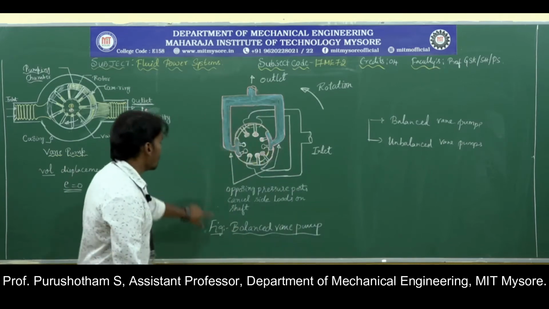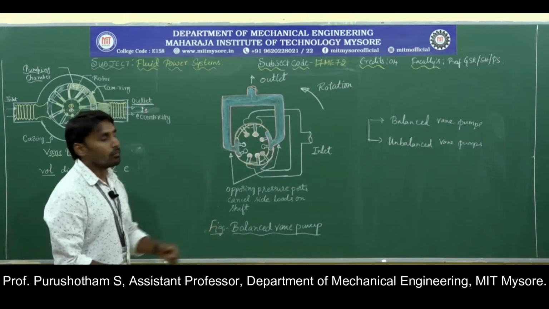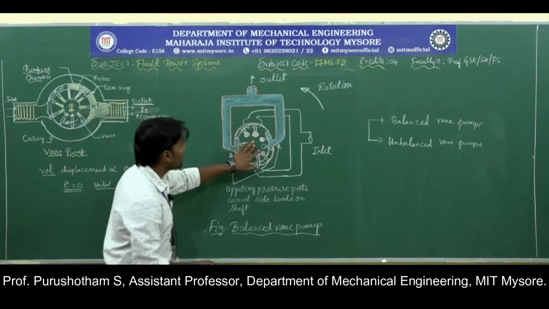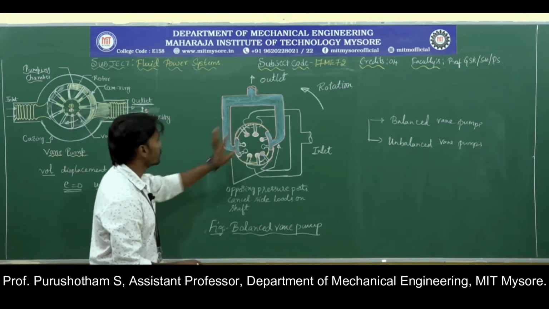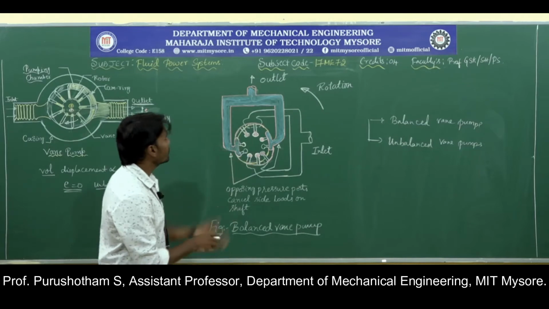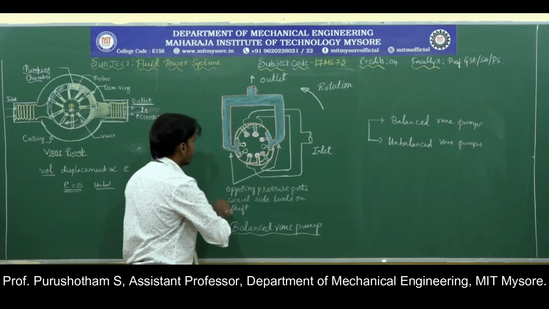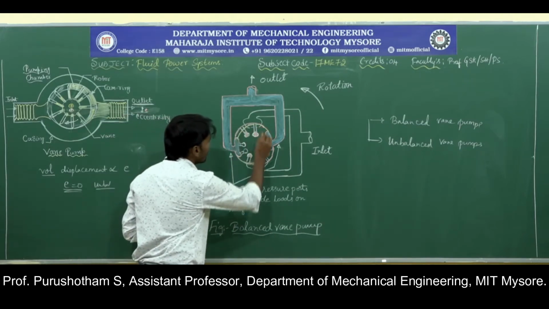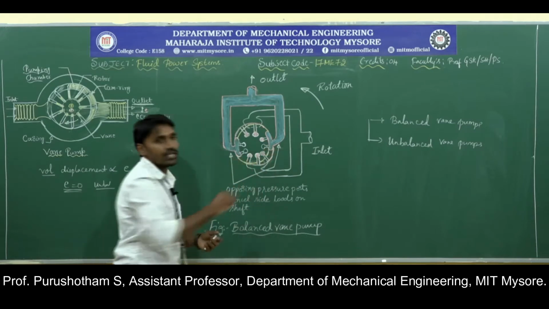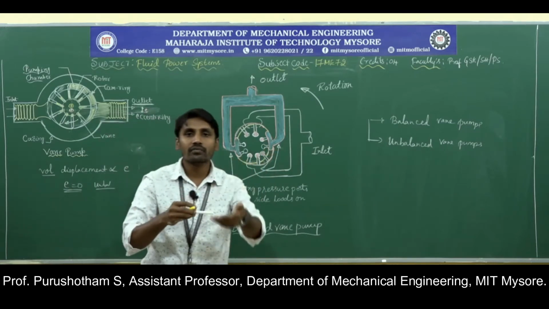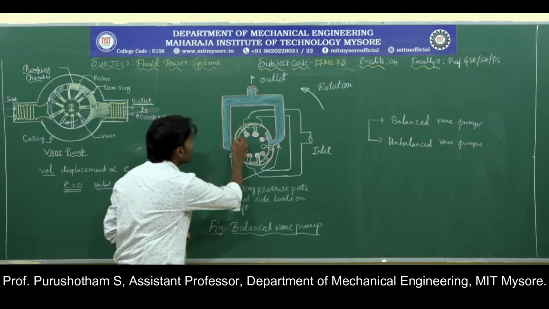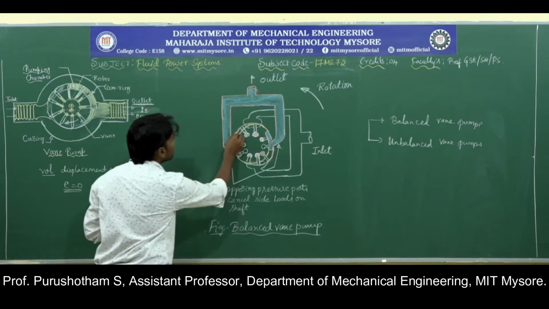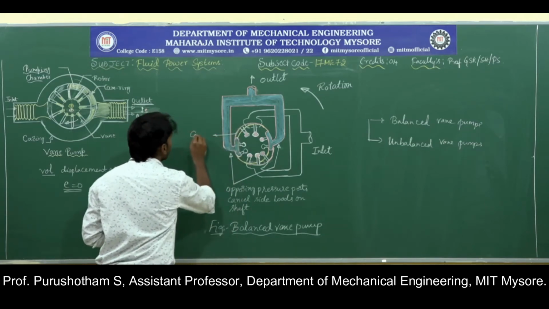Next we move on to balanced vane pumps. The schematic representation of a balanced vane pump is shown in the figure. As usual, it has a rotor, which is connected to the drive shaft. As the drive shaft rotates, the rotor in turn rotates within a cam ring. This will be the cam ring.